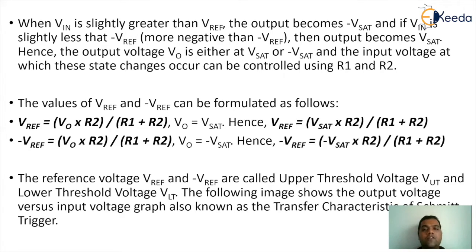And on similar lines, when the input falls just slightly below the lower threshold, again there is a change of state for the output. So overall, the output is either going to go from plus Vsat to minus Vsat or minus Vsat to plus Vsat, depending on the way in which the input is compared with respect to the threshold voltages. So this is the basic concept of the Schmitt trigger circuitry.